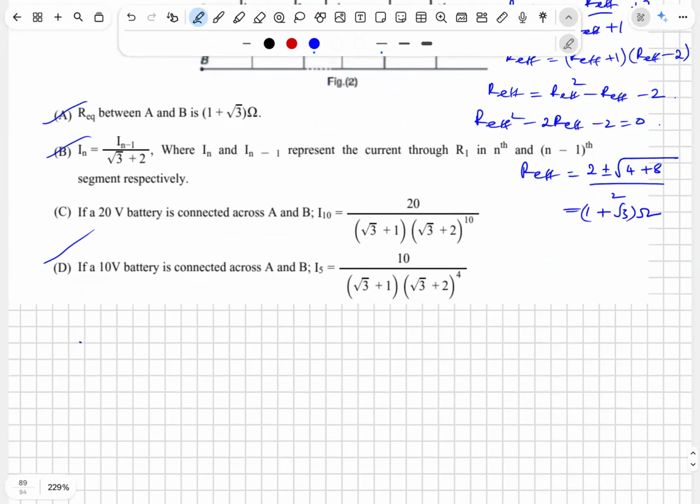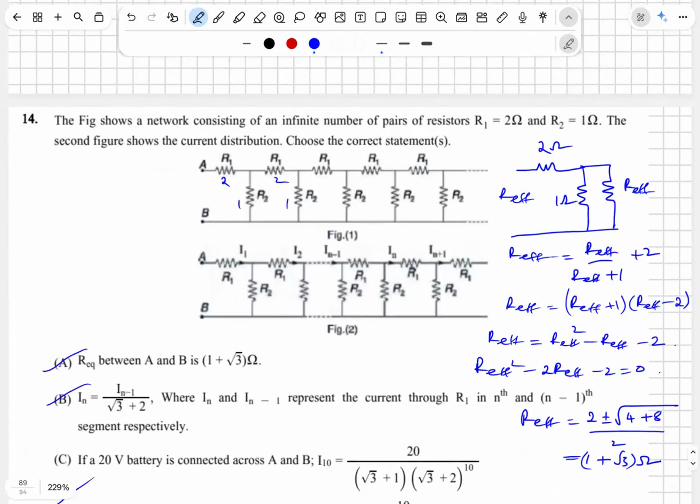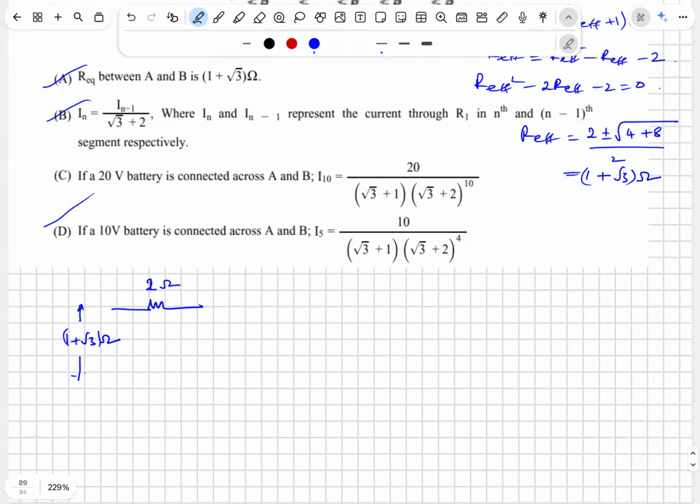Now the problem is, the total resistance is 1 plus root 3 ohm. Now what is this actually? 2 ohm. Frankly speaking, effectively, you said effectively 1 plus root 3. I have written 2. What should this part be? Root 3 minus 1. If some current enters as I, if it is root 3 minus 1, it would have gone through the same.